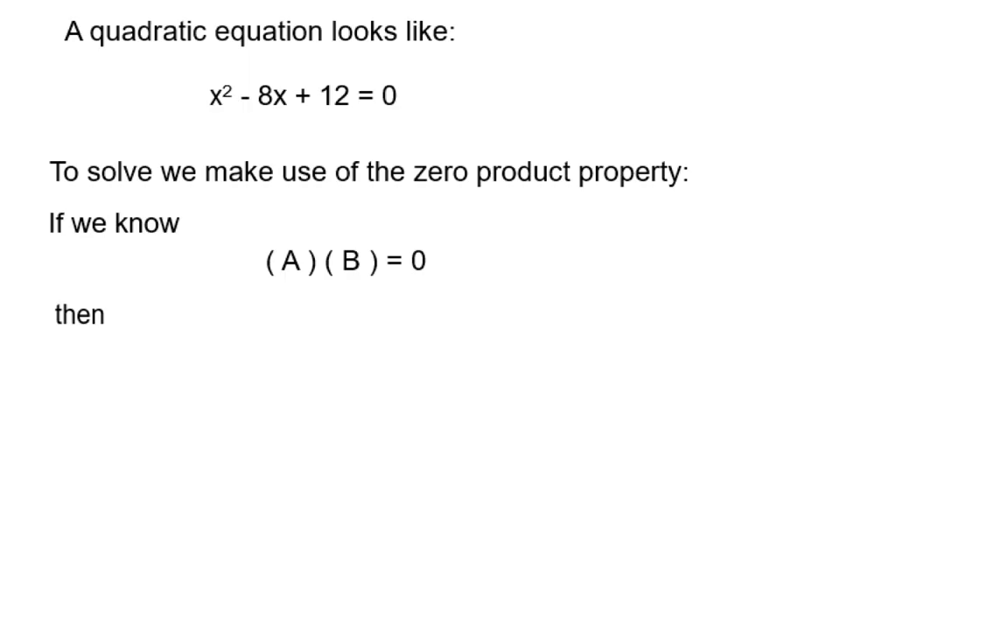We know that a quadratic equation looks like this. X squared minus 8x plus 12 equals 0. We know it's quadratic because of the x squared. To solve it, we're going to make use of this thing that we've been talking about, which I'm going to call the zero product property. The fact that if we know that two things, a and b, are multiplied together equal to 0, then either a is equal to 0 or b is equal to 0. And we're going to use this property along with our knowledge of factoring to solve quadratic equations.